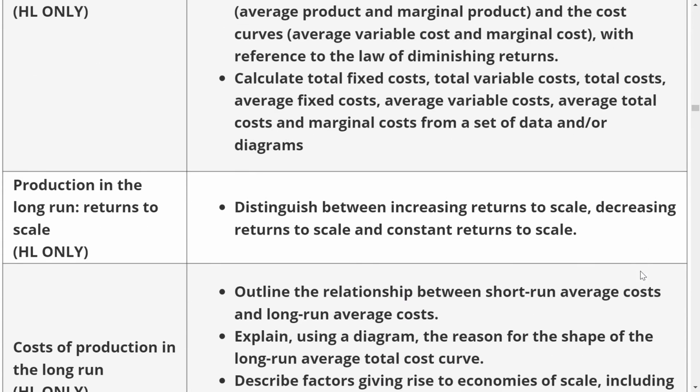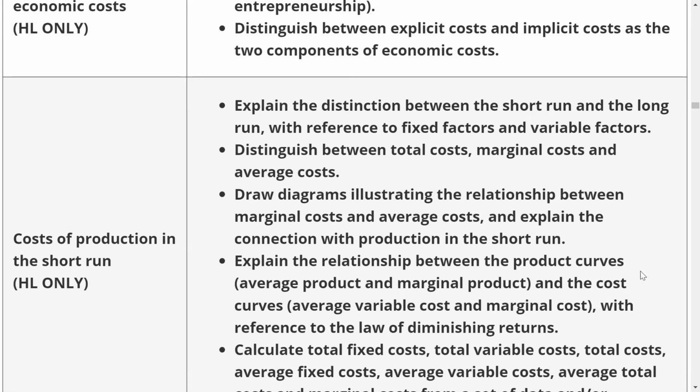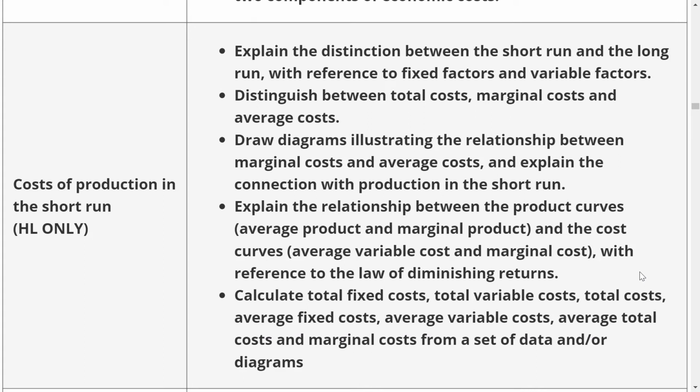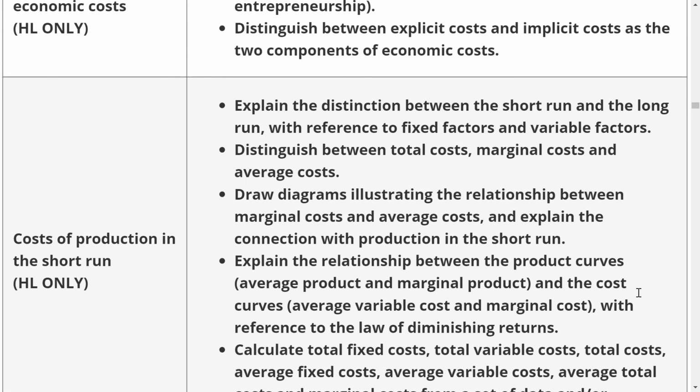Cost of production in the short run and cost of production in the long run. You have to be able to talk about all the different costs: the average variable cost, the average total cost, the average cost, the marginal cost. You have to be able to explain and distinguish between short run and long run costs with reference to fixed factors, because in the short run, at least one factor is fixed. In the long run, all factors are variable.